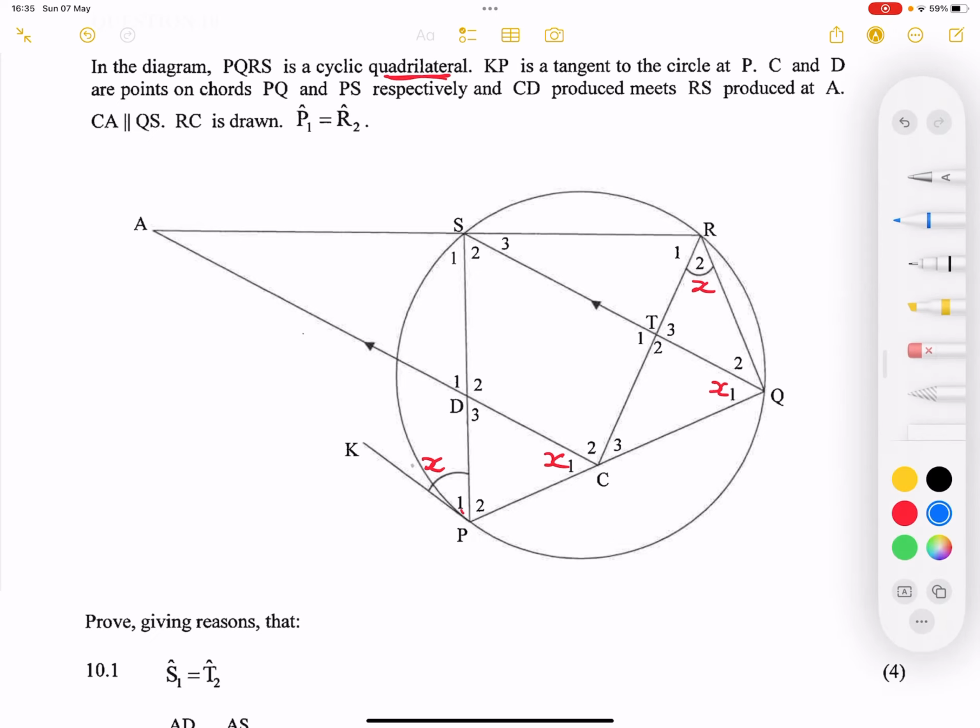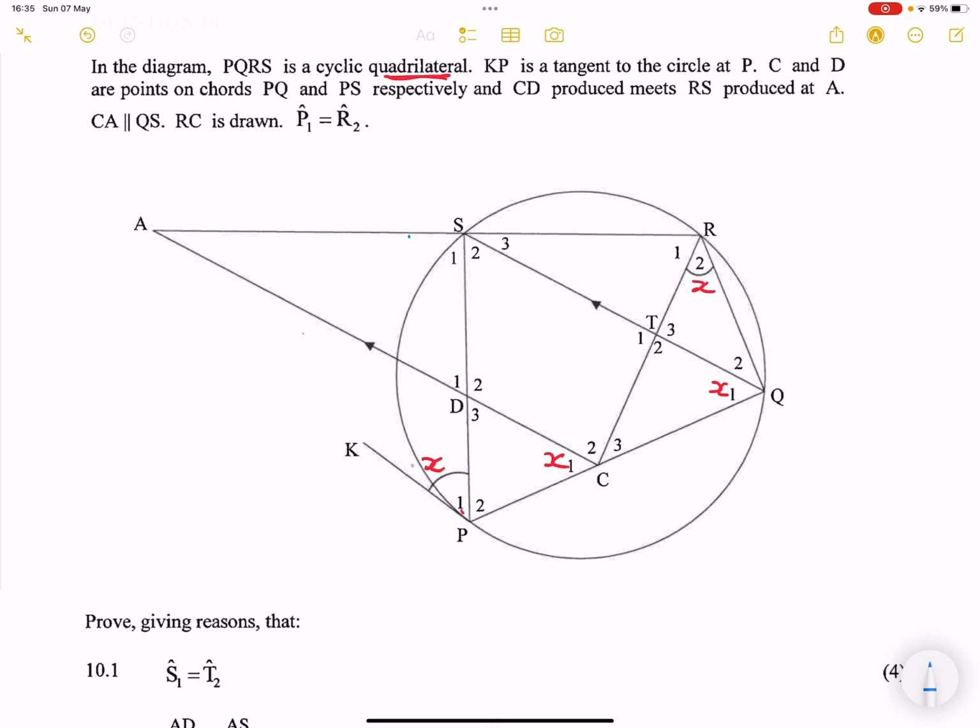So I'm going to find another angle. I'm going to label this angle Y, and in this case, let's find another angle equal to Y. If we use the exterior angle of a cyclic quad, that means this entire angle would be equal to Y. And this makes angle Q2, this little angle over here, become Y minus X. Remember, Y is that entire angle over there.